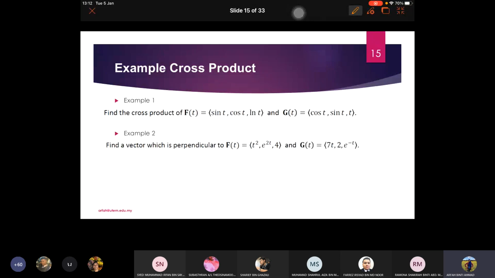Okay, so kita tengok example. Let's try example one. Let's try the example and we will solve the example together. So the first one, find the cross product for the vector F where you have vector F equal to sin T i plus cos T j plus ln T k. And vector G equal to cos T i plus sin T j plus T k. And example two, find a vector which is perpendicular for vector F and vector G. So dia suruh dapatkan the another vector. Vector yang ketiga yang perpendicular. Perpendicular. So dia kata perpendicular meaning that you have to do the cross product. So kita try the first one. Dia kata find the cross product.